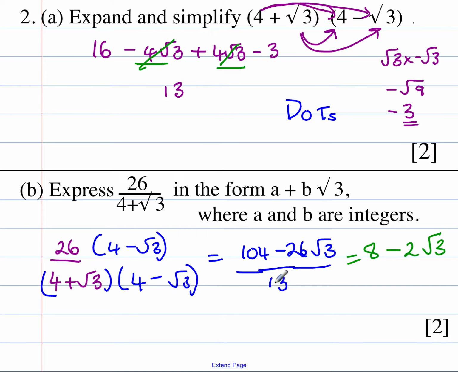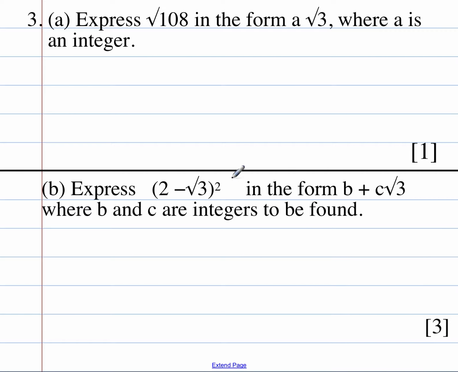Just remember over here that if you are dividing by a common factor at the bottom, then 104 can be divided by 13, and so can 26. And that brings us down to this final answer, resulting in, that's just a 1 there. Let's move on to the next question.